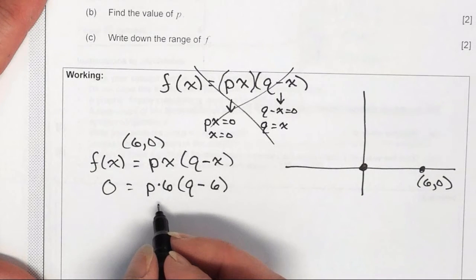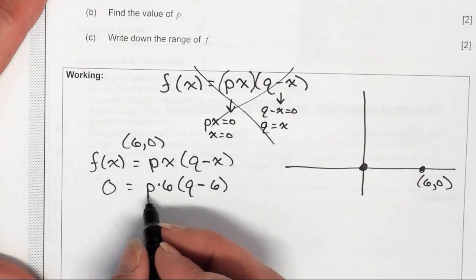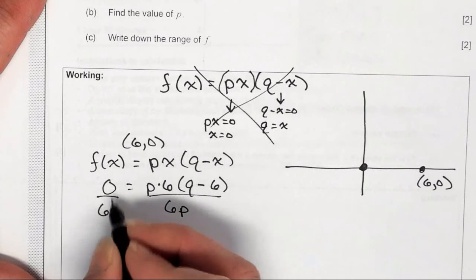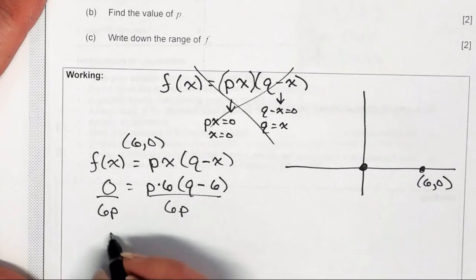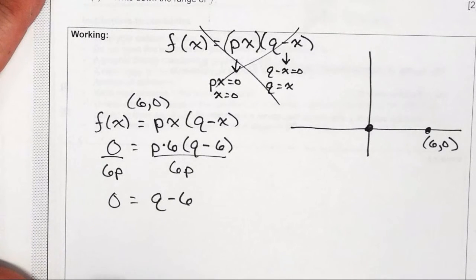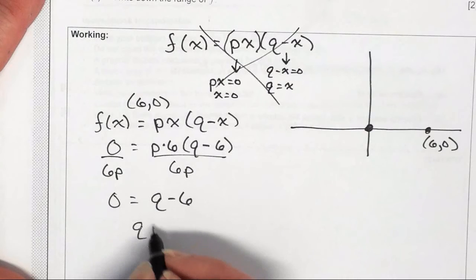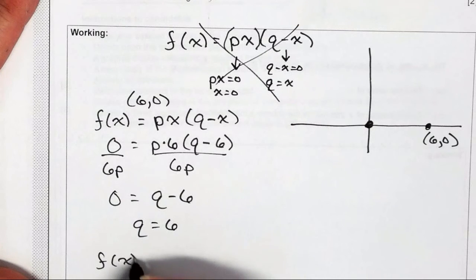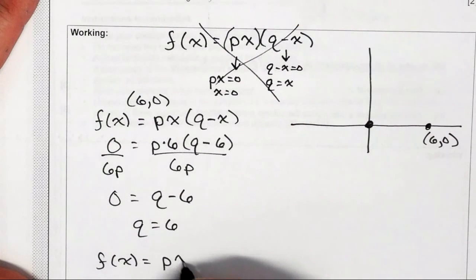So what happens here? I need to divide by 6p, right? What happens when 0 is divided by anything? Solve for q. So q is 6. Does that make more sense that way? Okay. All right, so now we know what q is.